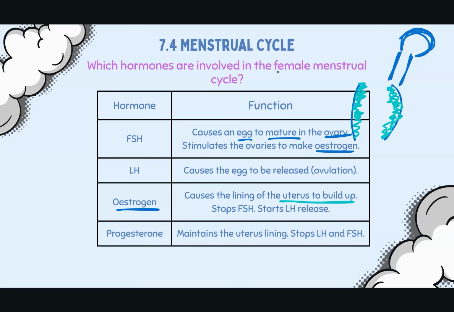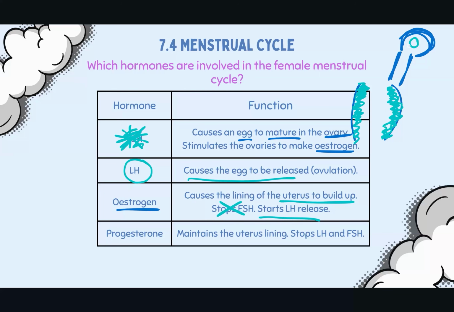Now, what the estrogen does is it stops FSH. And that's important because we don't want another egg to be released. So what did FSH do? It caused one of the eggs to mature. And there's the egg, matured and ready. And it also caused estrogen to be produced. What did estrogen do? It caused the uterus lining to thicken, to build up, so that it would be ready for the implantation of the fertilized egg. Now, estrogen also stops FSH, which is important because we don't want more than one egg being released, but it starts LH release. So luteinizing hormone, that causes the egg to be released.